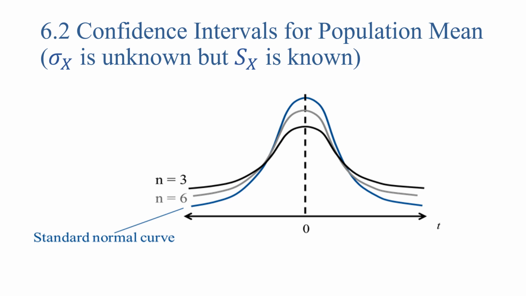In terms of margin of error, previously the margin of error on the z-distribution was up to this point. However, when the sample becomes smaller, now the margin of error becomes much larger. Hence, the confidence interval becomes much wider when the sample size becomes smaller.